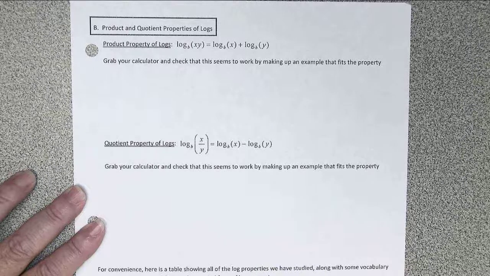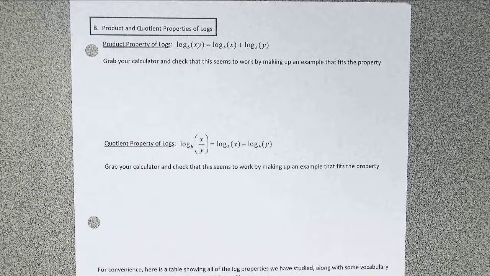This is section 3.9, part B. We just looked at one of our properties of logs, the power property. We're now going to look at the other two, called the product and quotient properties.